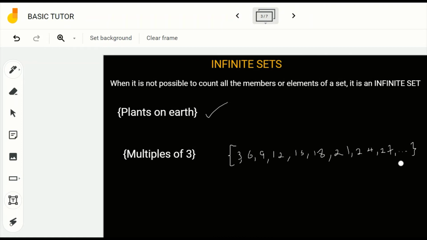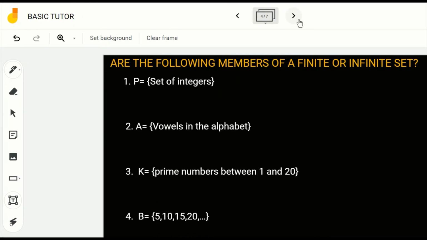As you can see, here we have 3 dots, which means that it continues forever. It means that it has no end. So multiples of 3 is a good example of infinite sets. Let's look at some likely exam questions. All right, so question: are the following members of a finite or infinite set?